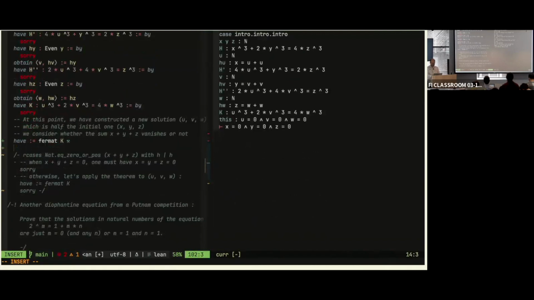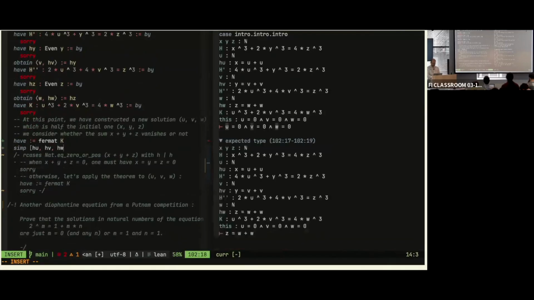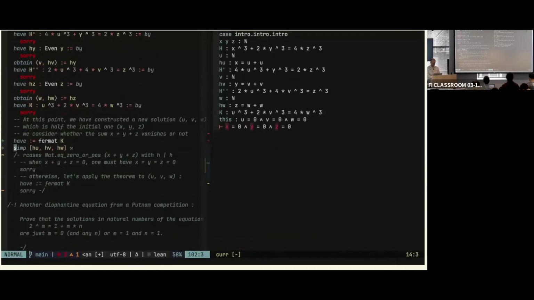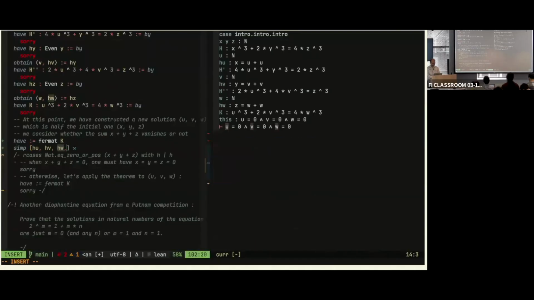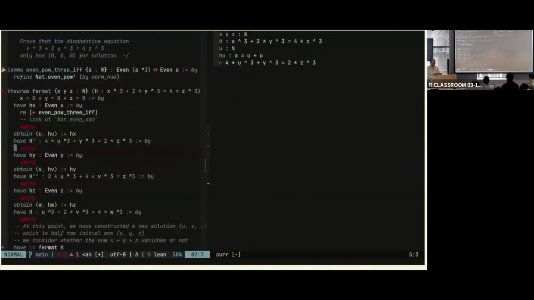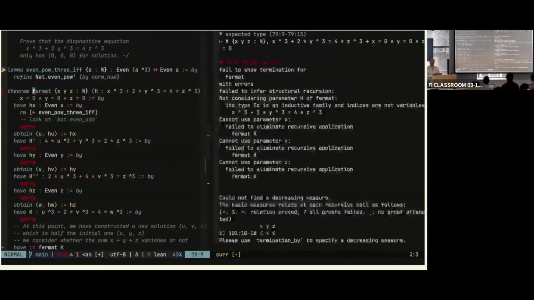So x is 2 times u, so I will rewrite HU, HV, and HW. Maybe we can only test this with all the sorry. And I have no goal, and what happens? And now there's something written over there, which is not the same error message as before. It's failed termination, failed to show termination for Fermat with errors.